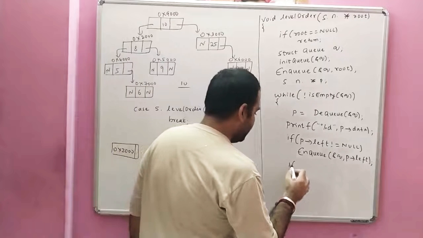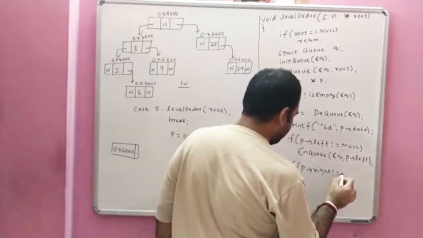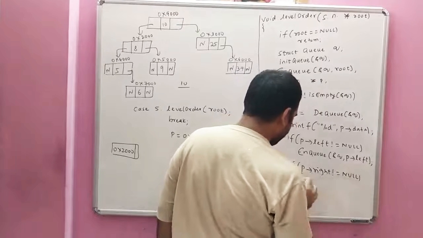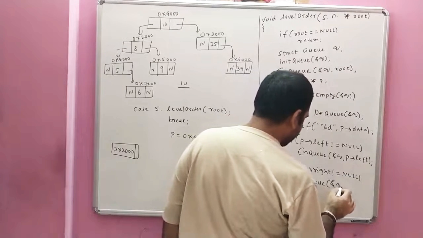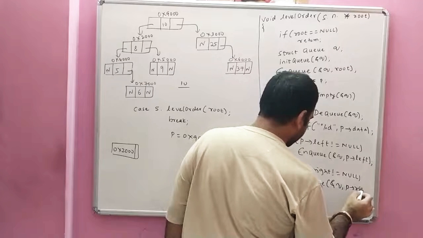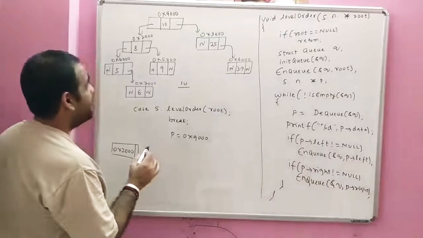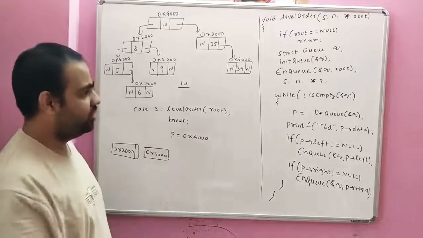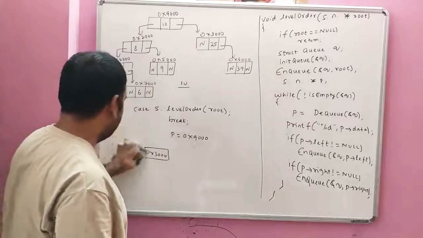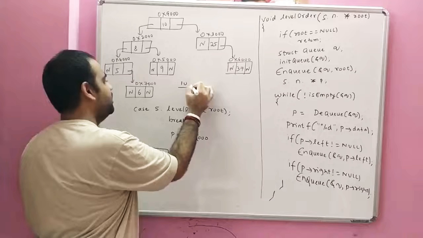Similarly, you check if p arrow right not equal to null, then what do we say? We say enqueue ampersand q, p arrow right. Now what is p arrow right? P arrow right is 3000, which is being enqueued over here. Again go, not is empty of q. Yes, p is equal to dq. That means you get 2000. You print 2000 arrow data, that is 8.